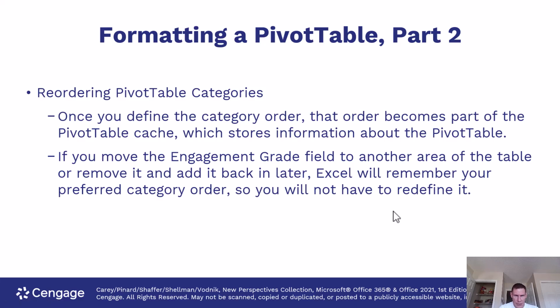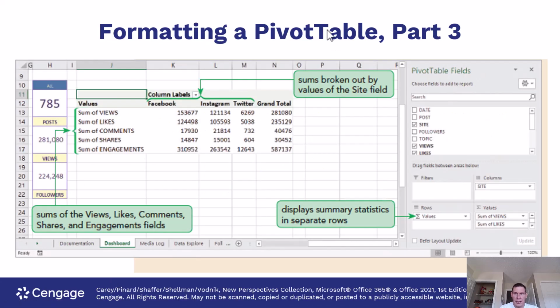Once you define the category order, that order becomes part of the pivot table cache, which stores information about the pivot table. If you move the engagement grade field to another area of the table, or remove it and add it back in later, Excel will remember your preferred category order, so you will not have to redefine it. So here we can see the sums are broken out by values, so the cite field at the top here, kind of what we were just talking about. Sums of the views, likes, comments, shares, and engagement fields are here. And then it displays summary stats in separate rows over here. And again, here is where you can really get into some customization if you so desire.